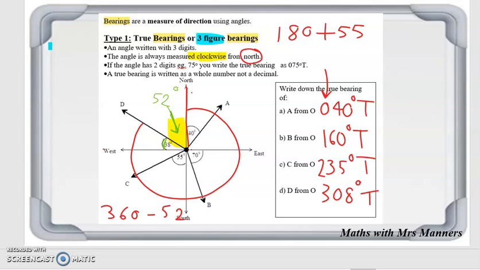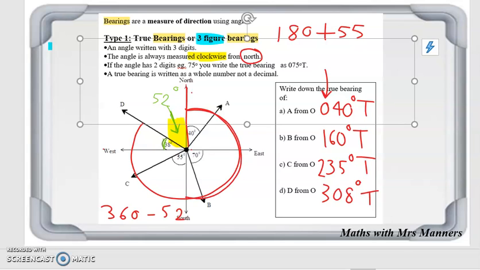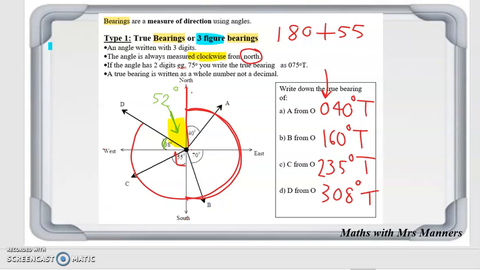For those of you who want to go in a clockwise direction, you could say, well, that's 180. Then I've got another 90. 180 plus 90 is 270. So you'd start with 270, and then you could just add that little 38 as well. If you do that, you will get exactly the same answer, which is 308 degrees true.